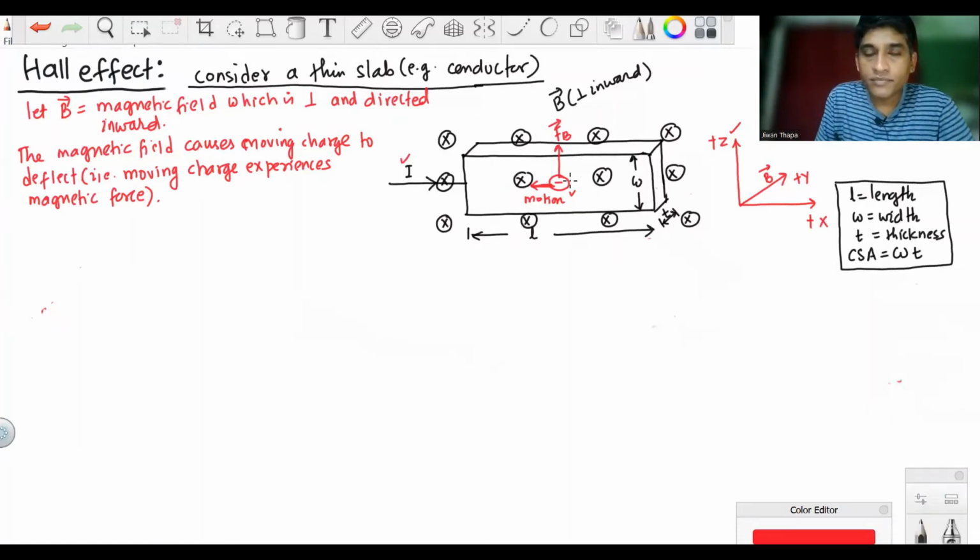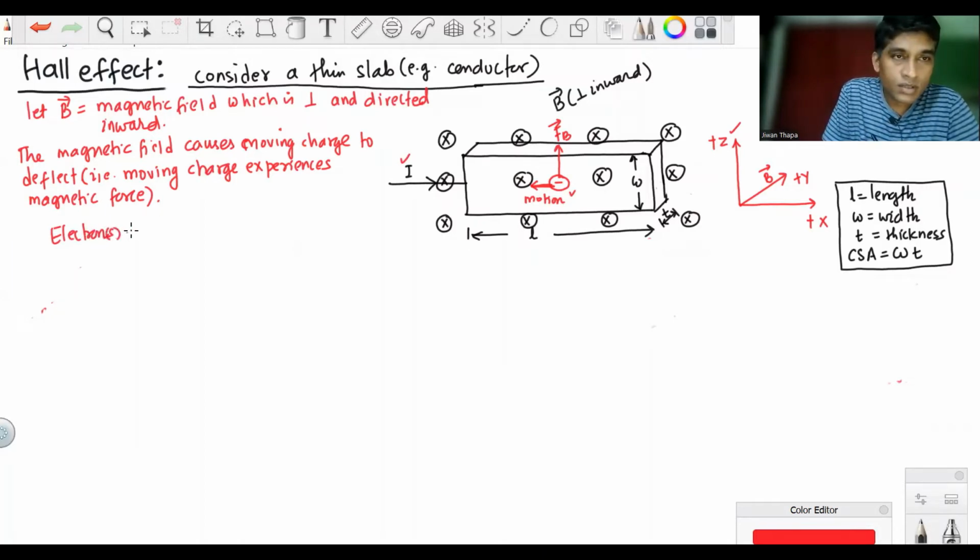So what we find, electron is deflected upward. So we find electrons are deflected upward.